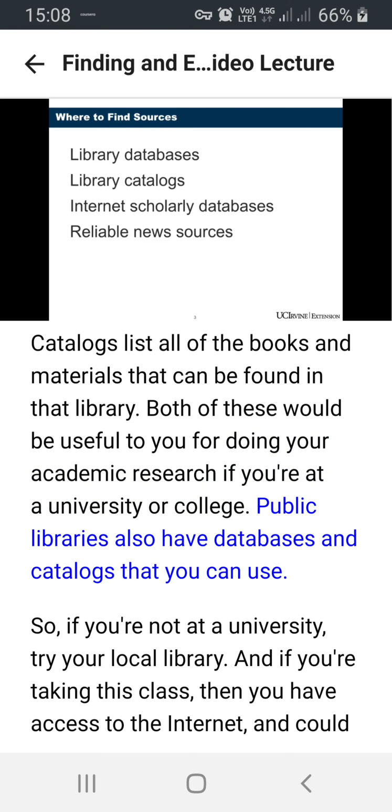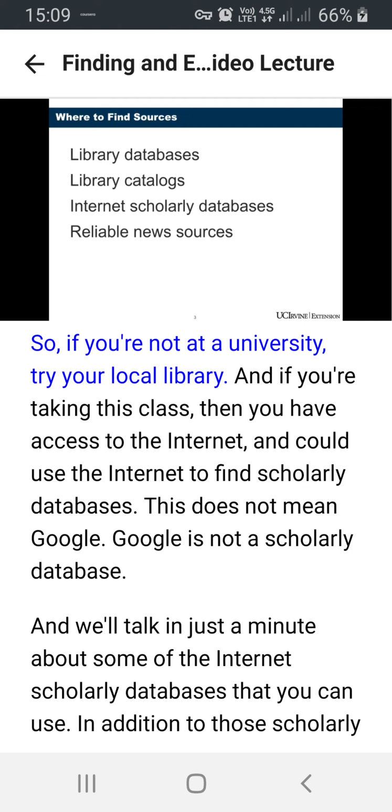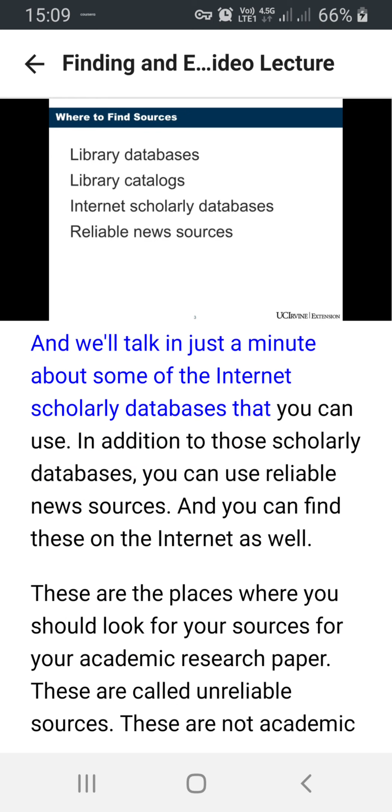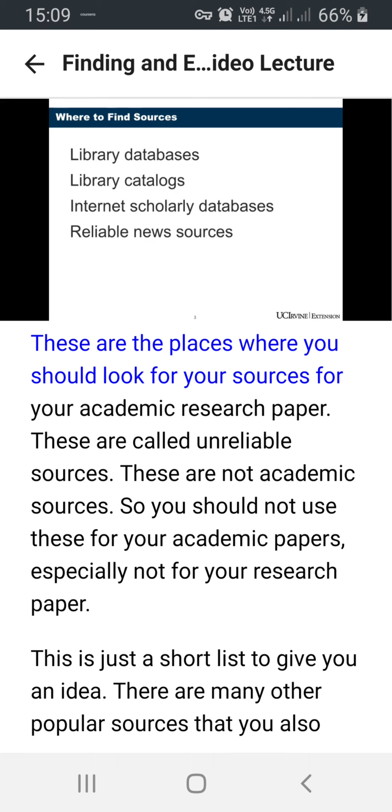Public libraries also have databases and catalogs that you can use. So if you're not at a university, try your local library. And if you're taking this class, then you have access to the internet and could use the internet to find scholarly databases. This does not mean Google. Google is not a scholarly database. And we'll talk in just a minute about some of the internet scholarly databases that you can use. In addition to those scholarly databases, you can use reliable news sources, and you can find these on the internet as well. These are the places where you should look for your sources for your academic research paper.